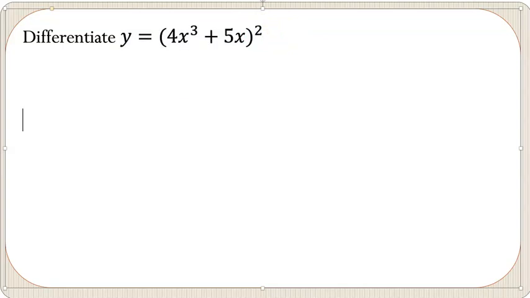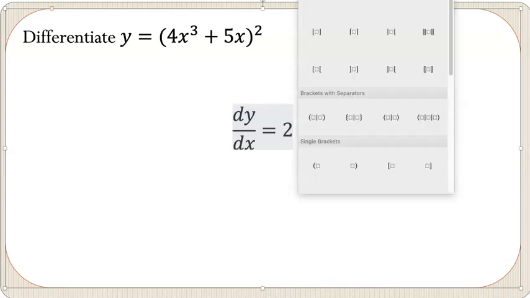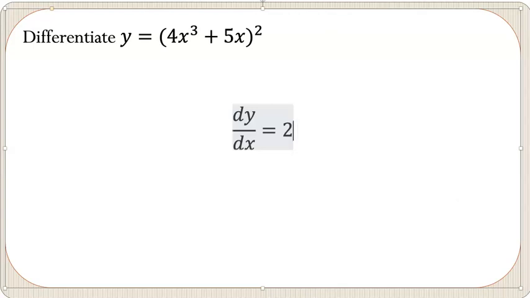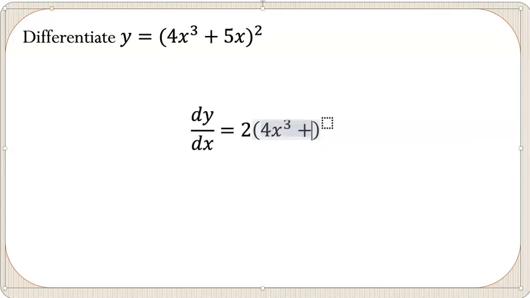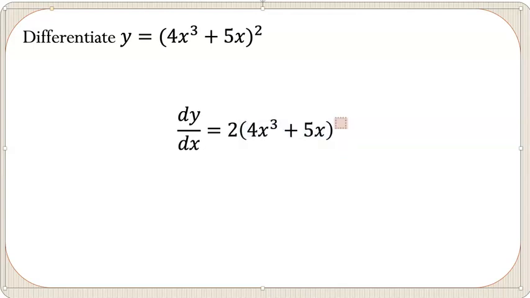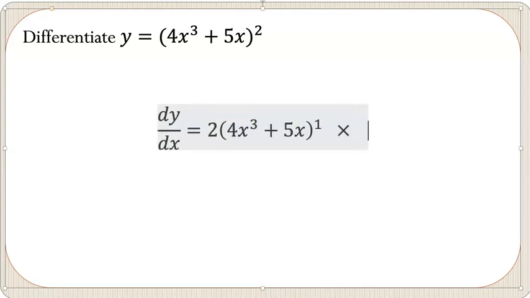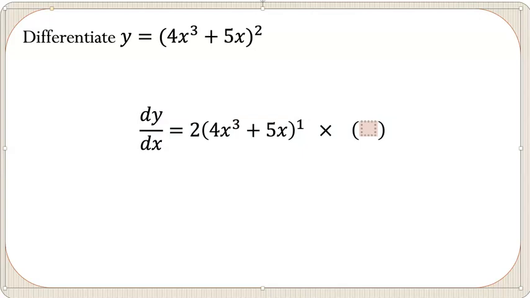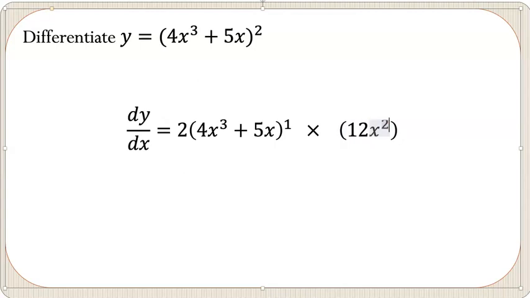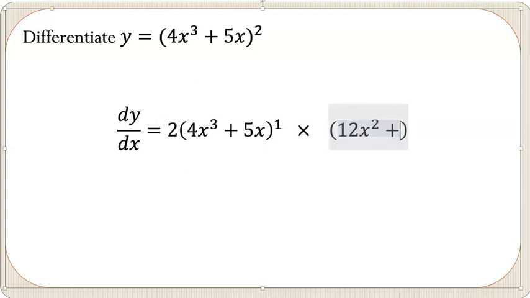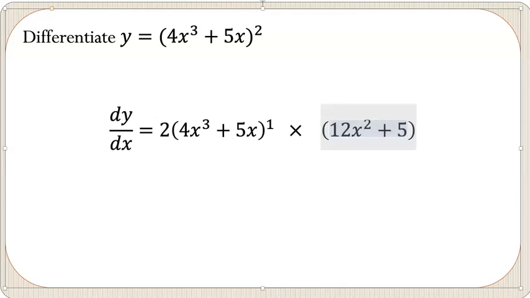So we're going to say dy over dx is equal to, so bring down the 2, that's the first thing. We're differentiating the big function. So everything in the bracket stays the same, 4x cubed plus 5x. And then the power is now 2 minus 1, which is 1. And we're going to multiply all of that by what we get from differentiating the internal function. So differentiate 4x cubed, we get 12x squared, plus differentiate 5x, we get 5. So this will be the end result of that.